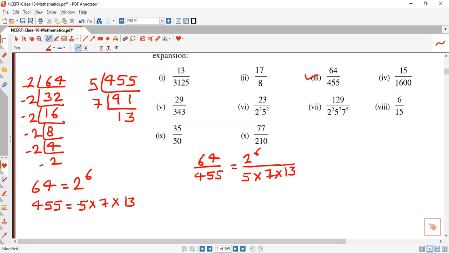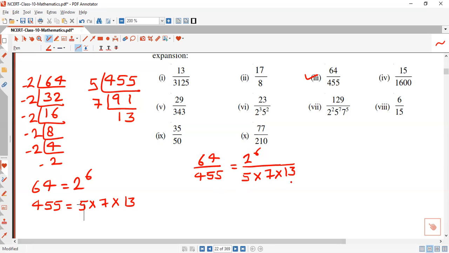First of all, we have to make sure that the prime number is not common in the numerator and denominator. If they are common, we will cancel out each other or simplify it. So you see here, there is no prime number common in the numerator and denominator. It means the numerator and denominator are co-prime numbers, because they have no common prime factor.